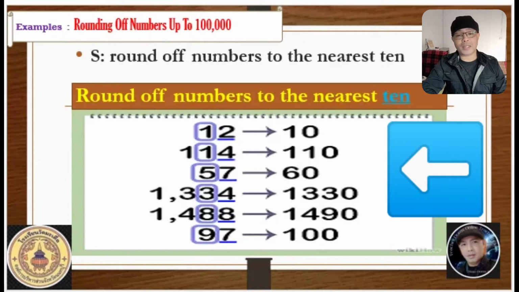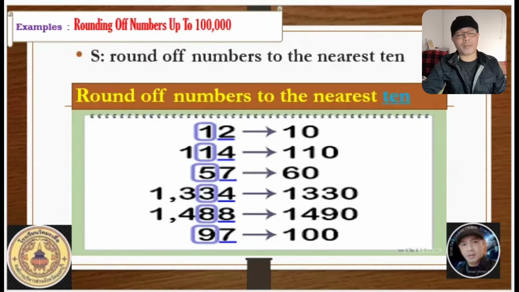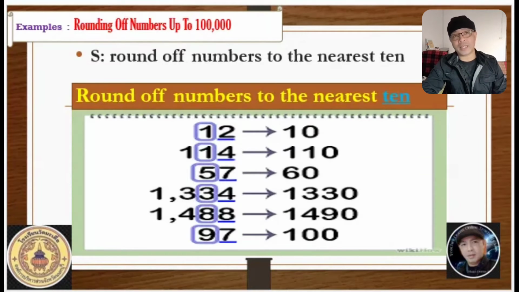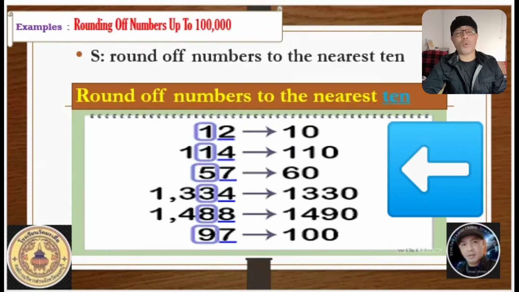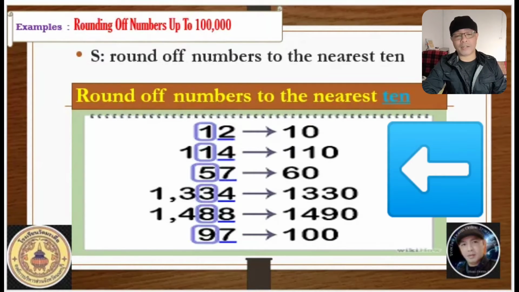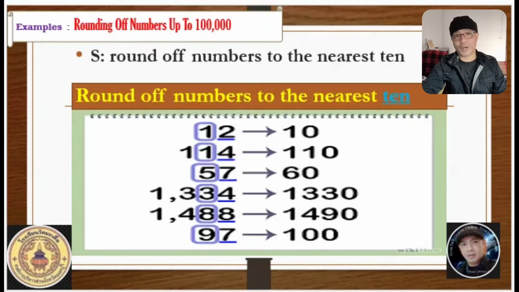We have here 1,334. 4 is a weak number, so it becomes 1,330. We have another number here, we have 1,488. 8 is a strong number, so it becomes 1,490. We have here another number, 97. 7 is a strong number, so it becomes 100.